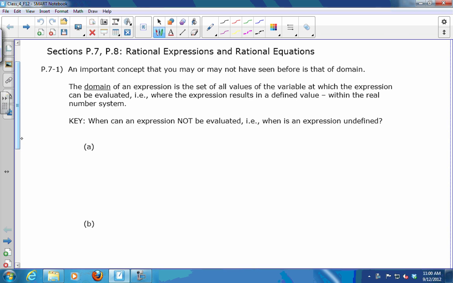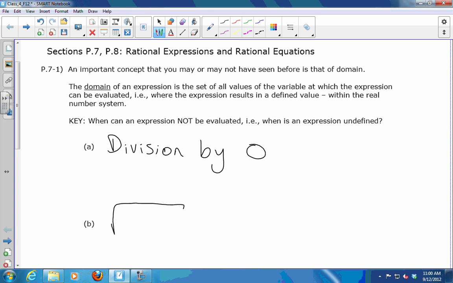The domain of an expression is just the set of all values at which the expression can be evaluated. The set of values that you can plug in and the expression still makes sense. Okay. So what are like two places in math where you go, oh, we can't do that? Dividing by 0. And what else can we just not do? Square root of a negative number. Or not just square root, but any even root, right? Square root or fourth root or sixth root.